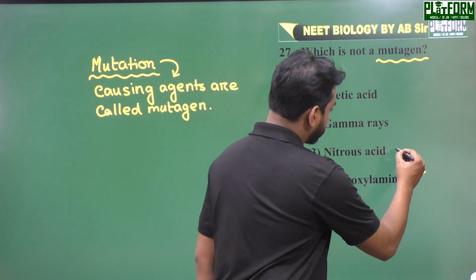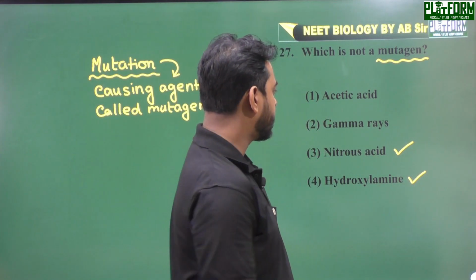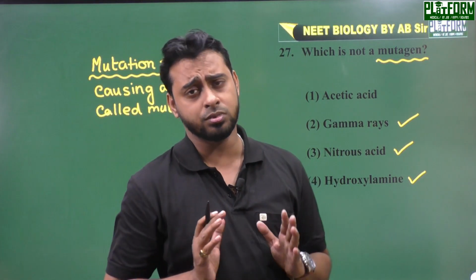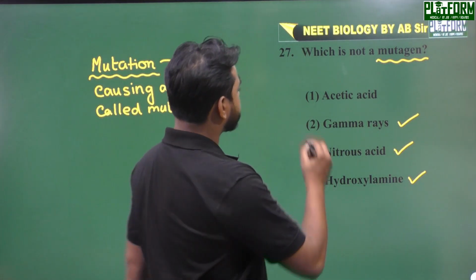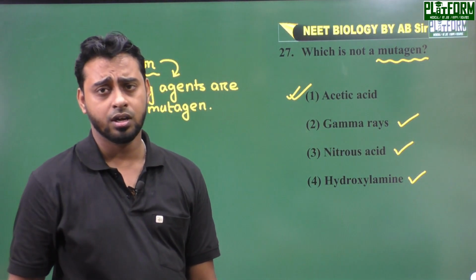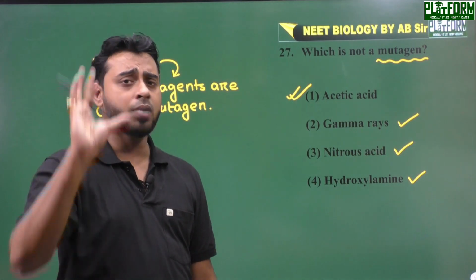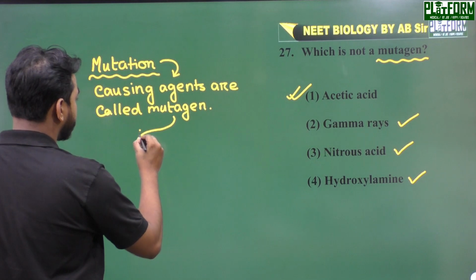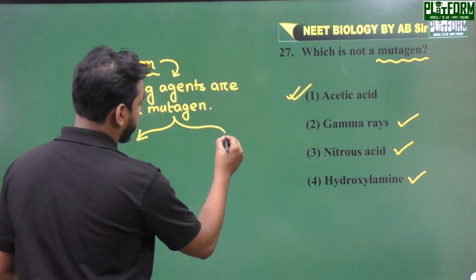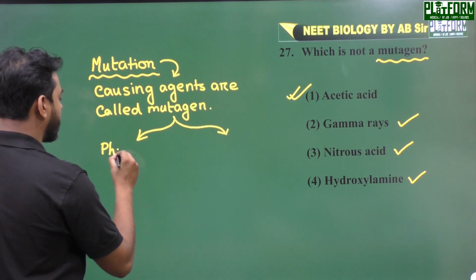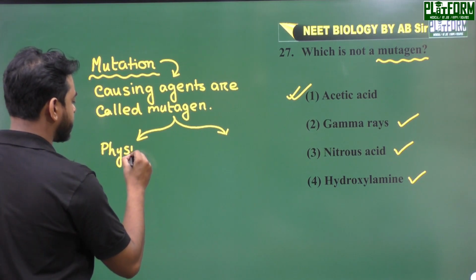Nitrous acid, that's also a mutagen. The gamma rays, that's also a mutagen. So the correct answer will be the acetic acid. Just keep it in your mind that we can classify the mutagens into two categories. One is known as a physical mutagen.